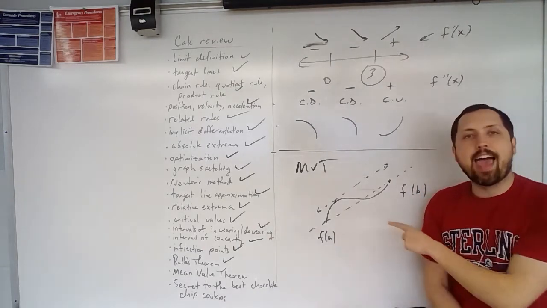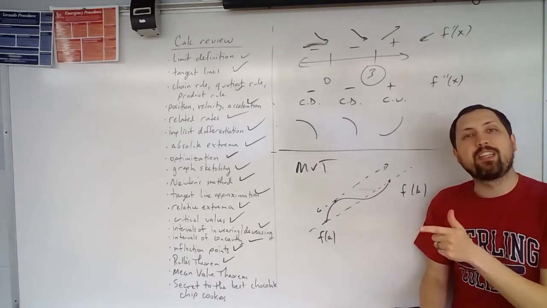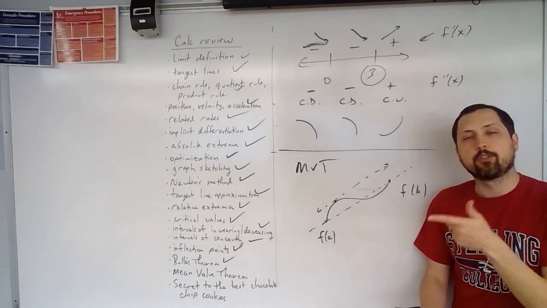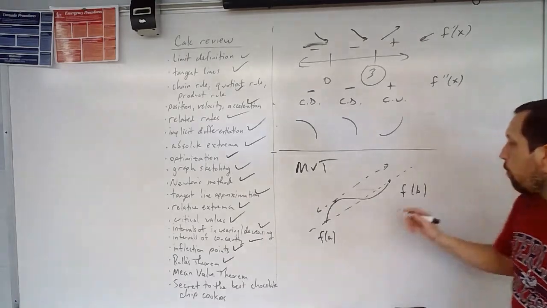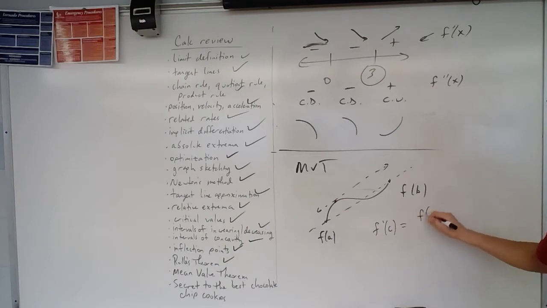And again, we needed to have that this is going to be differentiable on the interval, and it must be continuous on the interval. So as long as it's continuous and differentiable, what that means is that there is some point c where f prime of c is equal to f of b minus f of a all over b minus a.